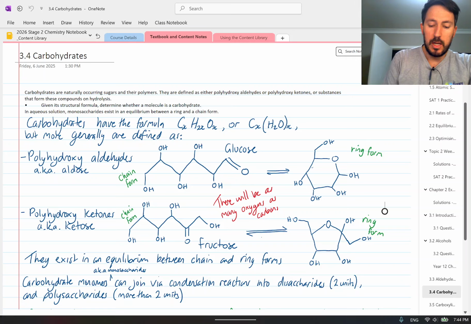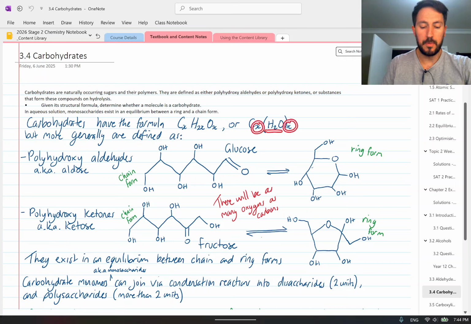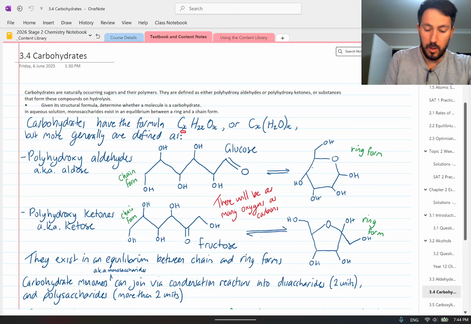Now carbohydrates have a specific formula, or used to be known for having a specific formula, and that is for every carbon that the molecule had, there would be the same number of water molecules. So we have an X value, X number here and here. They can also be written in this form here, where for every carbon we have the same number of oxygens and twice as many hydrogens.